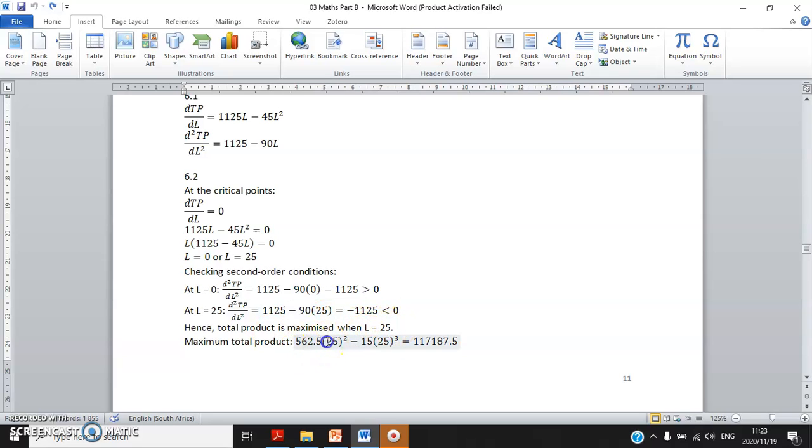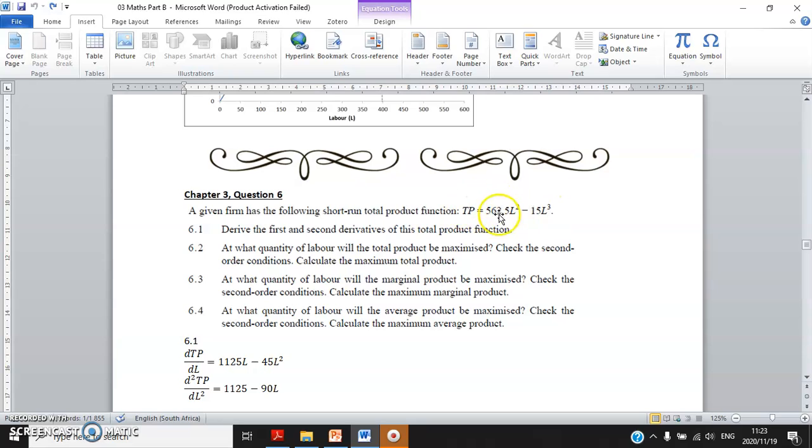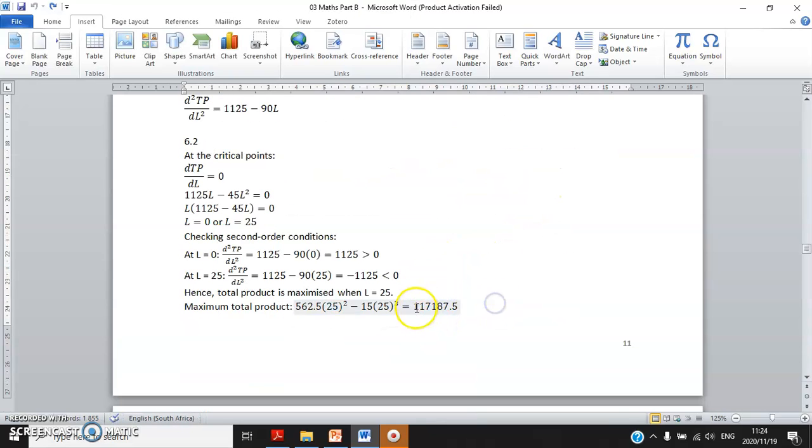Then I just substitute this labor quantity back into my total product equation. Then this is the maximum total product. Okay, so keep in mind when labor is 25, total product is maximized.